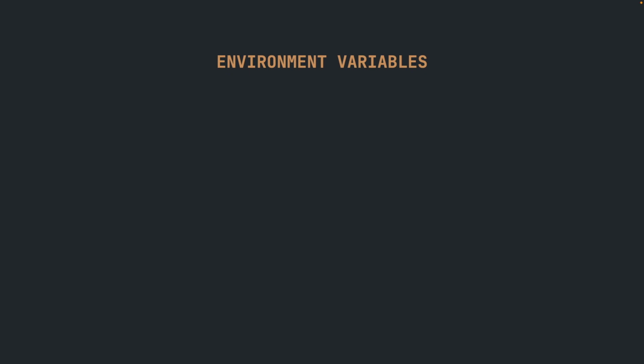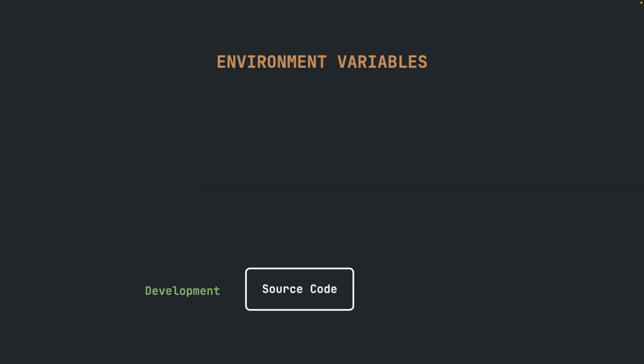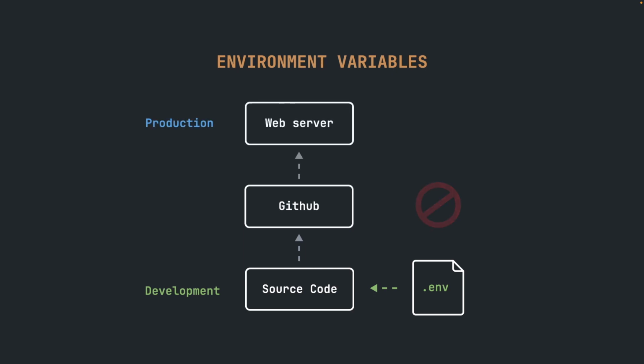So what are environment variables? These are variables defined for a specific environment, like the development or the production environment. They can also be used to store sensitive data, such as encryption keys or database information. We don't want to include this data in our source code for security reasons, but we can store them in an external .env file. Then the source code is committed to GitHub without this .env file, and on the web server we include them again as part of the production environment.